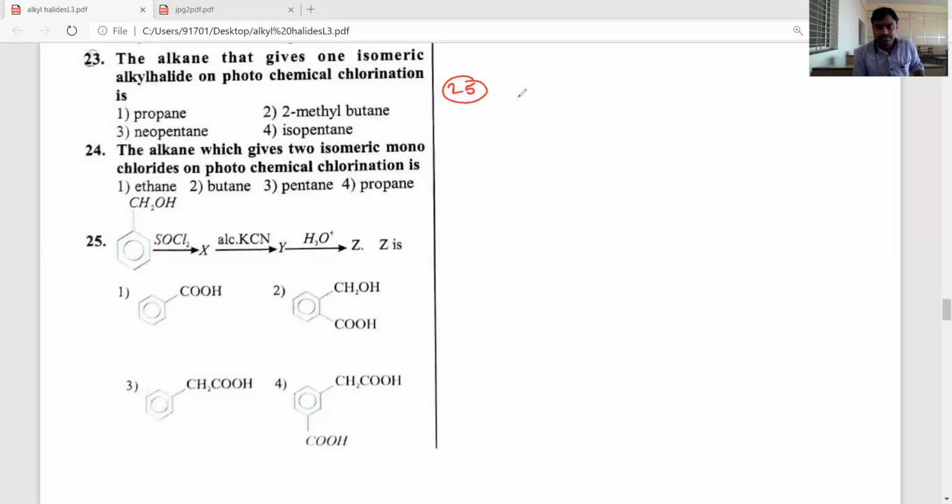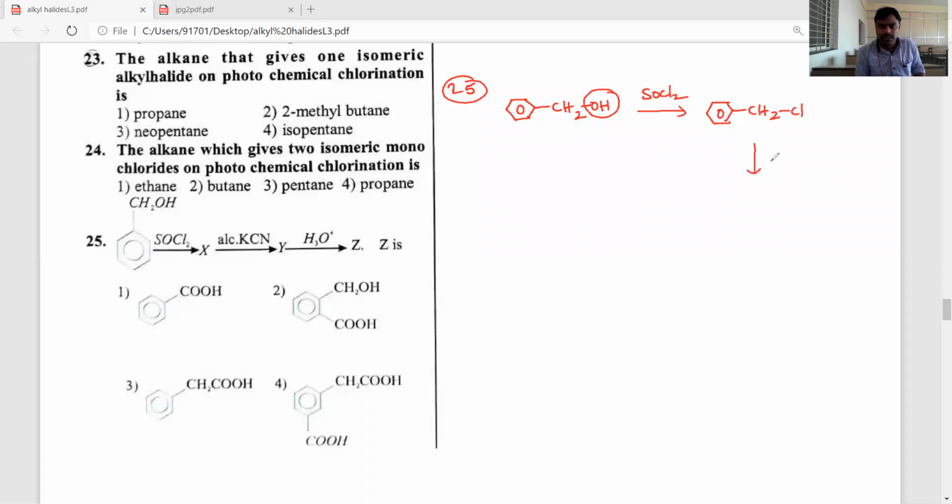Benzyl alcohol, C6H5CH2OH. It is a primary alcohol only, because the OH group is attached at a primary carbon. Alkyl aryl primary alcohol. This reacts with SOCl2, thionyl chloride. What is the product? The X: benzyl alcohol is converted into benzyl chloride, C6H5CH2Cl. This OH group is converted into chlorine. That reaction is Darzens' process.